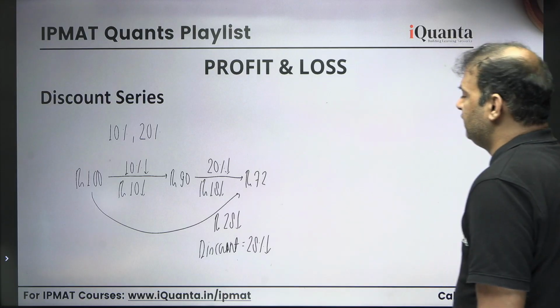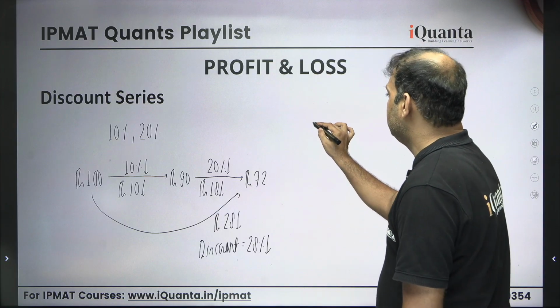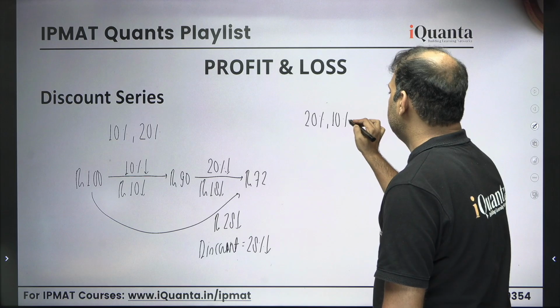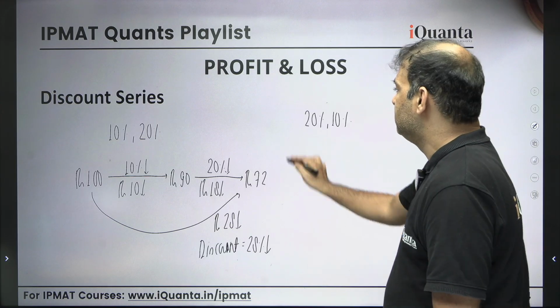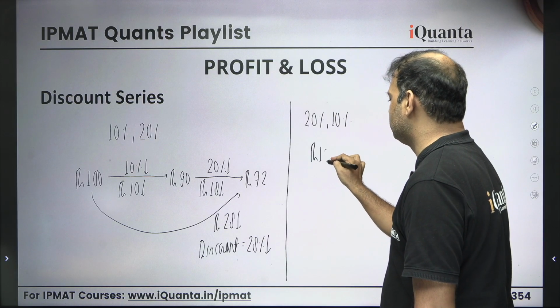In fact, even if I change the order of this discount series, let's say the first discount is 20 and the second discount is 10, then let's see what we get, guys. In this case, let's say the mark price is again 100 rupees first.